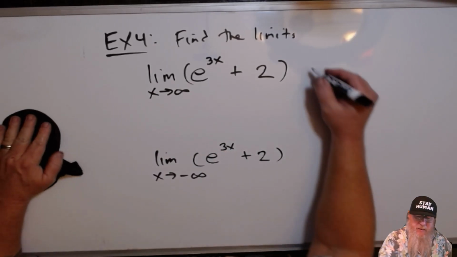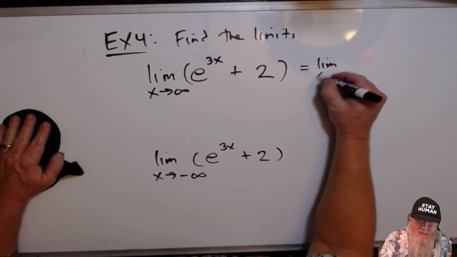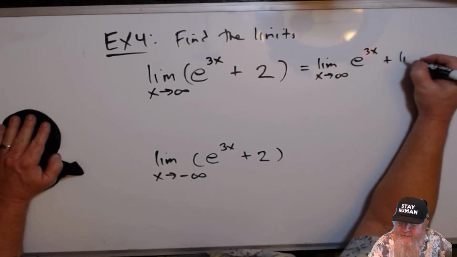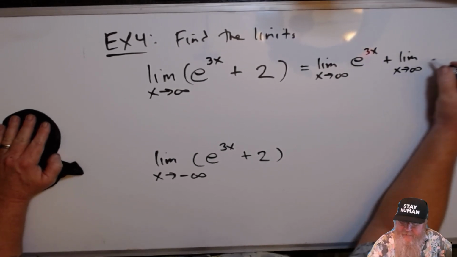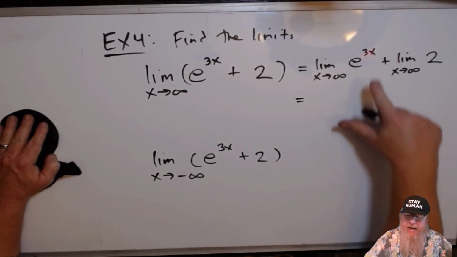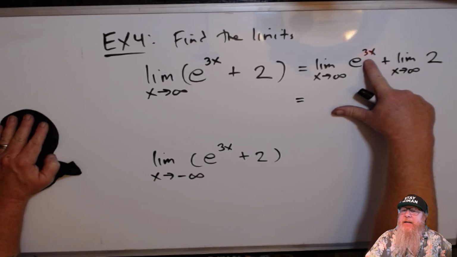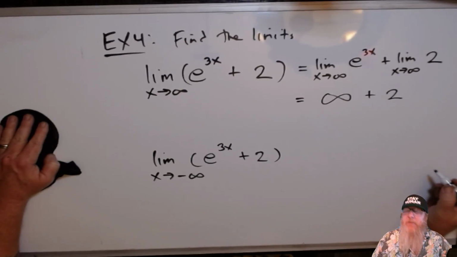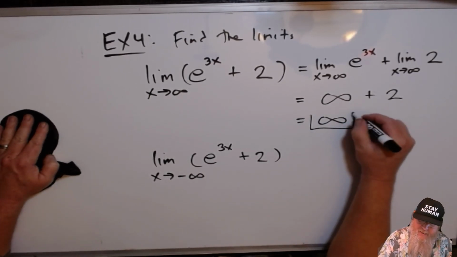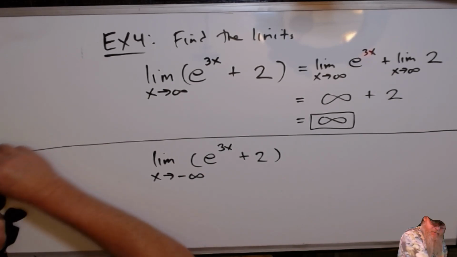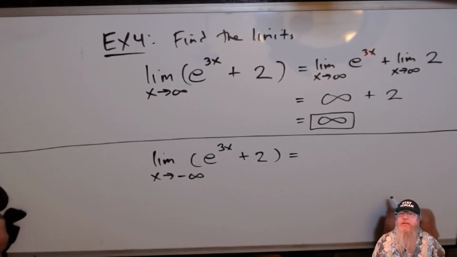So which one are we going to do? We're going to say the limit as x goes to infinity of e to the 3x plus the limit as x goes to infinity of 2. There's your k. k is 3. It's positive, so this limit is infinity. This limit is 2. So this limit is infinity.